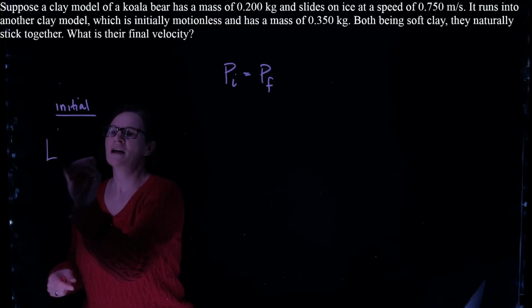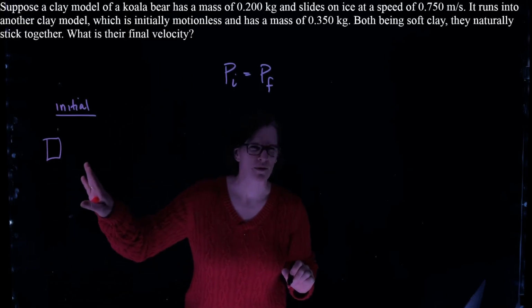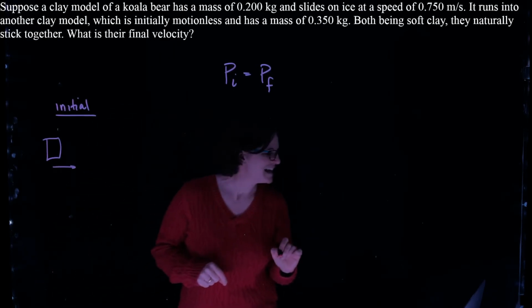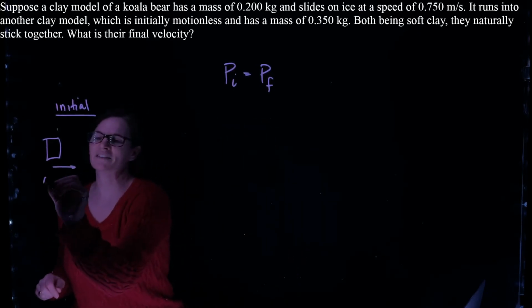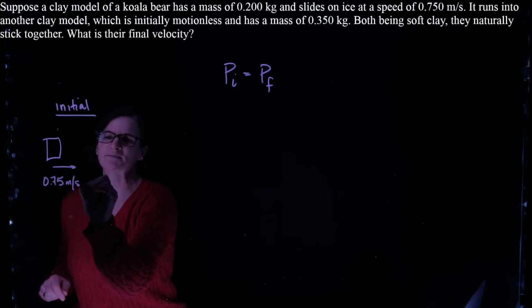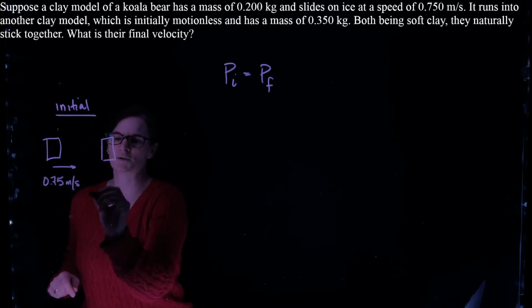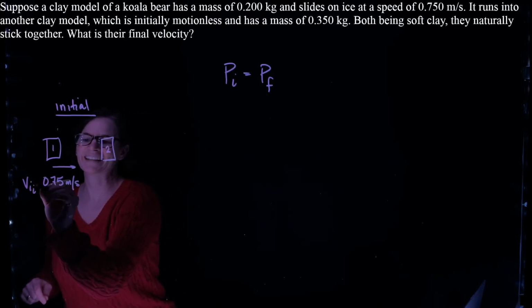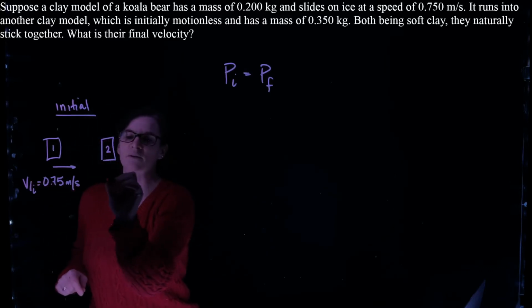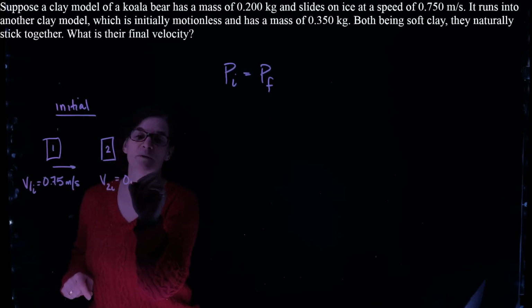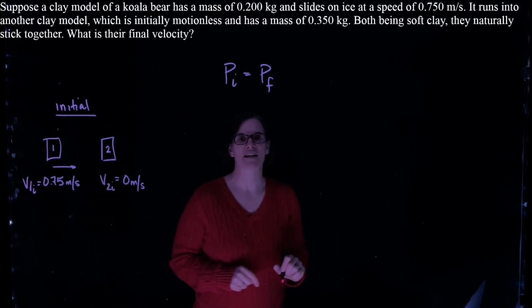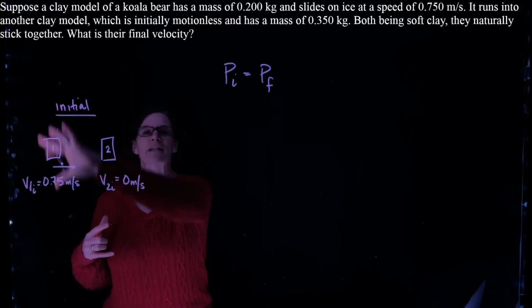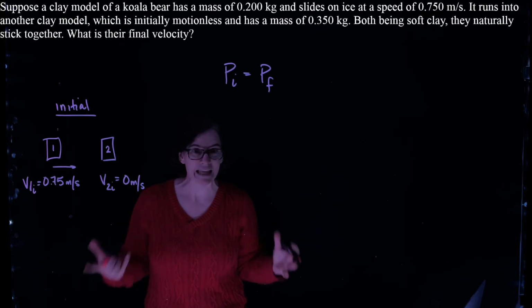So here's our clay model of a koala bear. Just go with me on that. I know that doesn't really look like a koala bear. And it's moving, it tells us, at a speed of 0.75 meters per second. And it's going to run into this koala bear. We'll say this is 1, this is 2, this is V1 initial, and V2 initial is at rest, so not moving at all, that second koala bear. So that's the initial condition, and it helps us conceptualize that our system is both clay models.